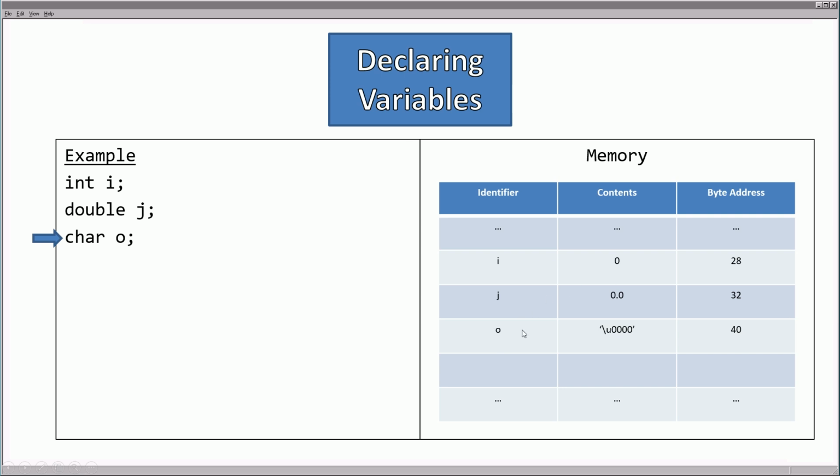Its identifier is over here, and this is the default value for characters. We don't usually use this, but it's just good to know that this is the default value of a character. Now we're not sure what could be declared next, but we know that the next available byte address is 42. The reason why? Characters are 2 bytes in memory. 40 to 42 is the character that we store here.